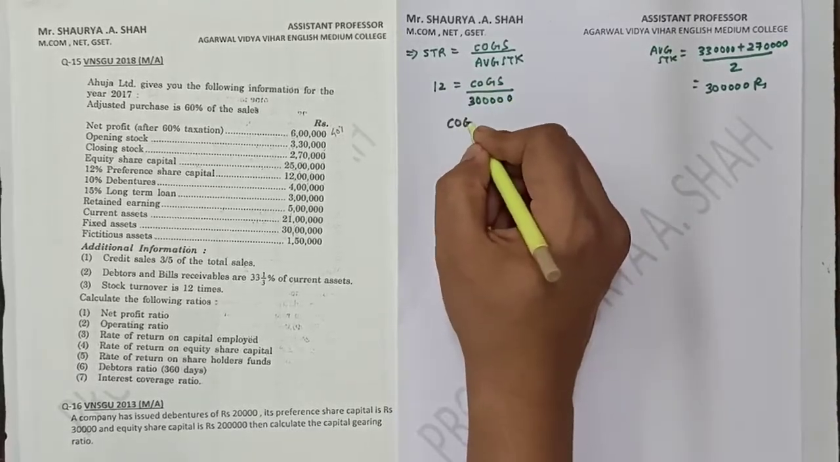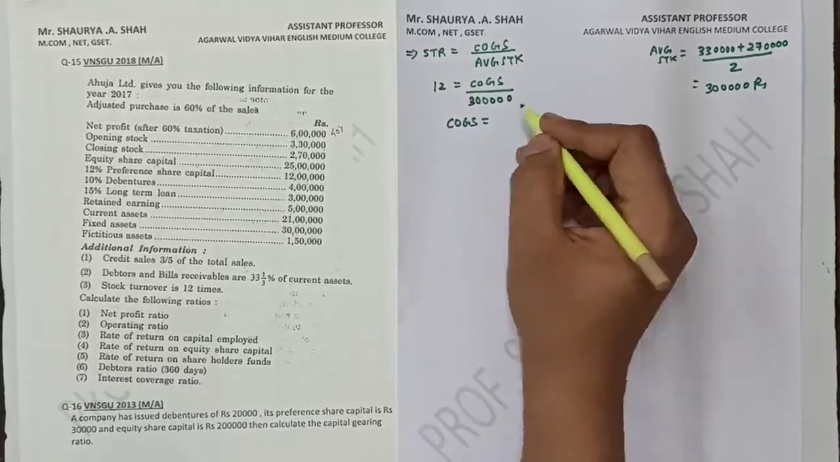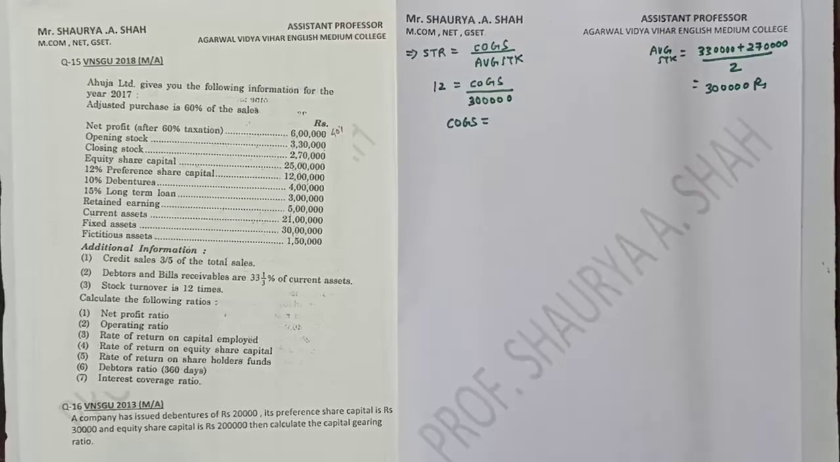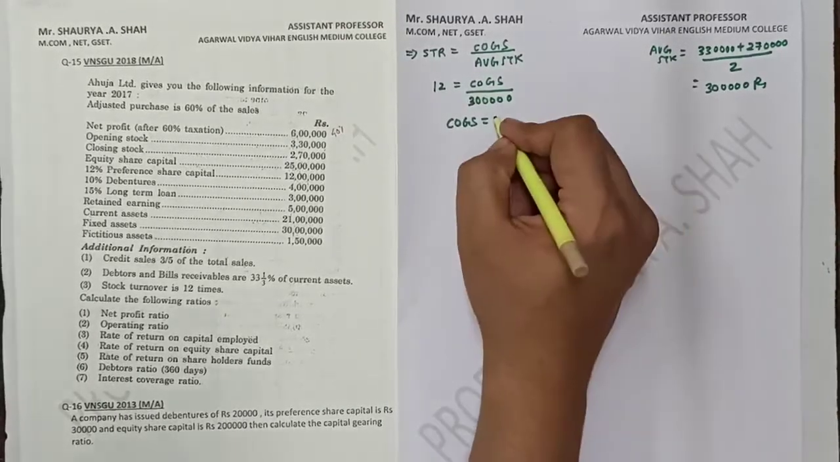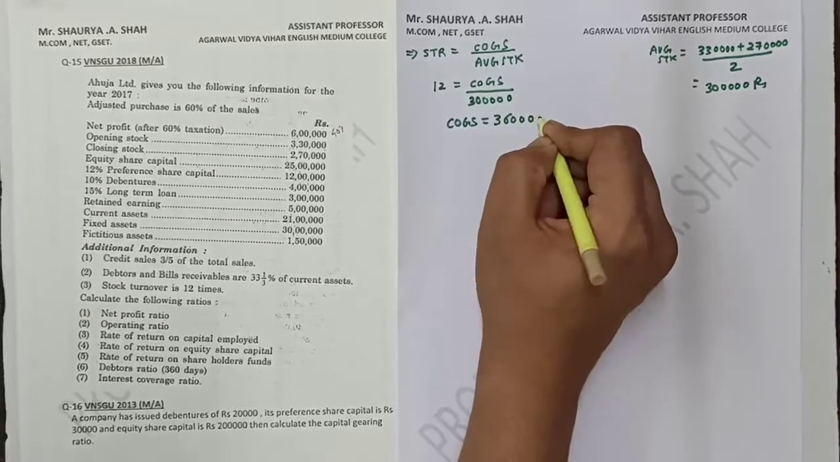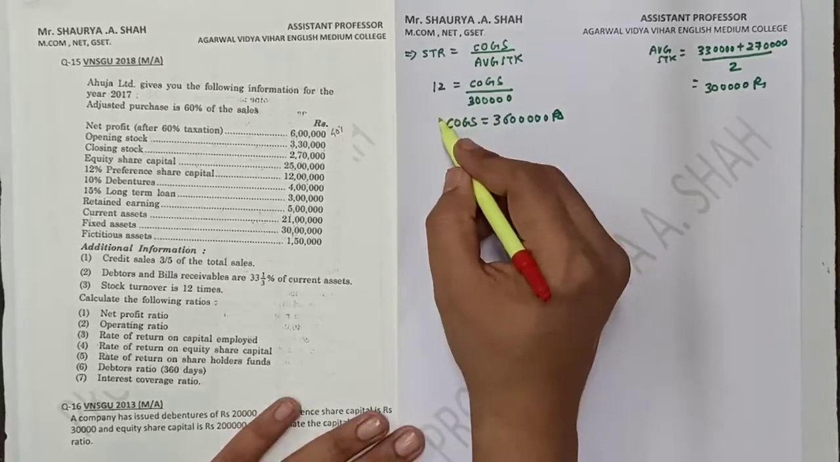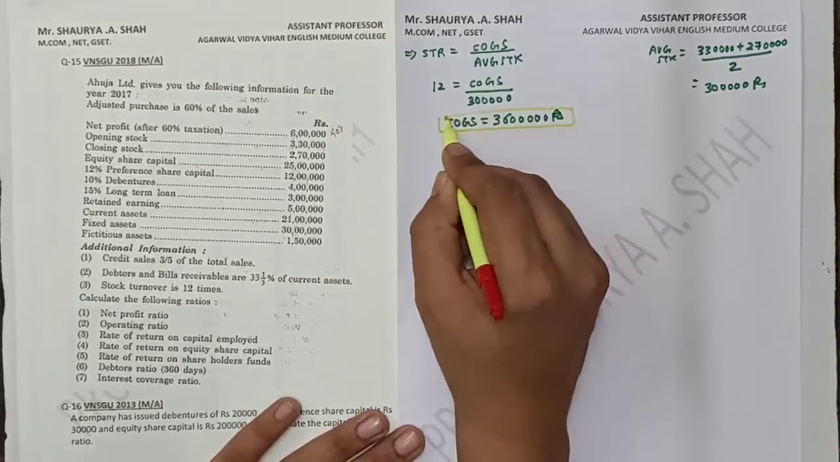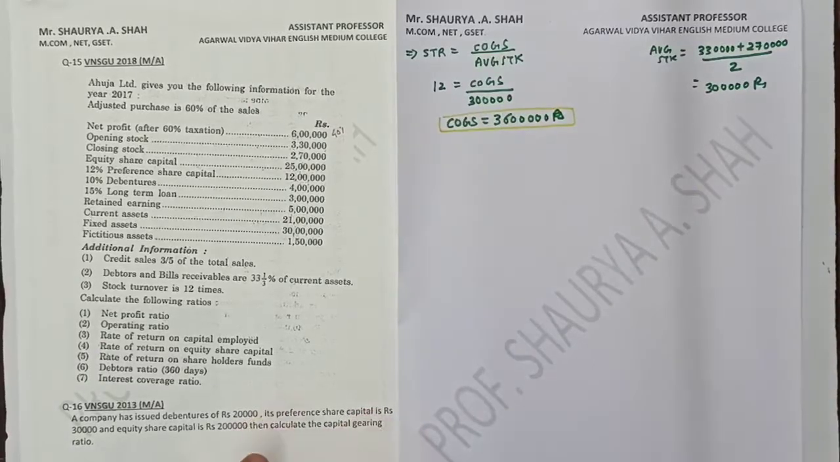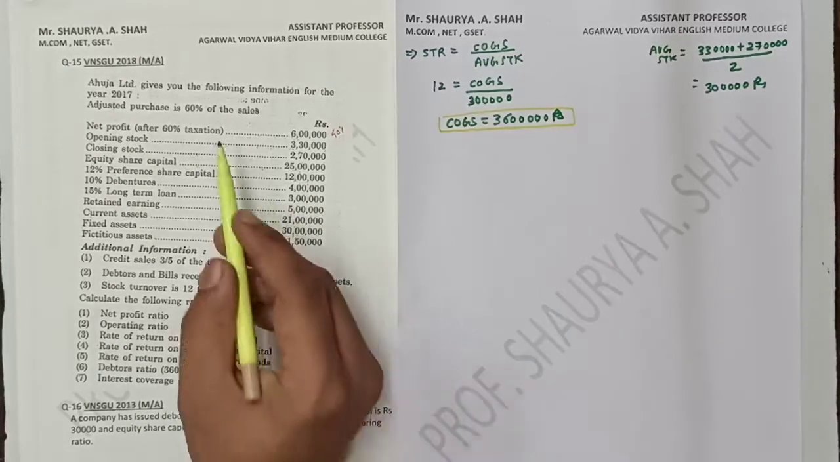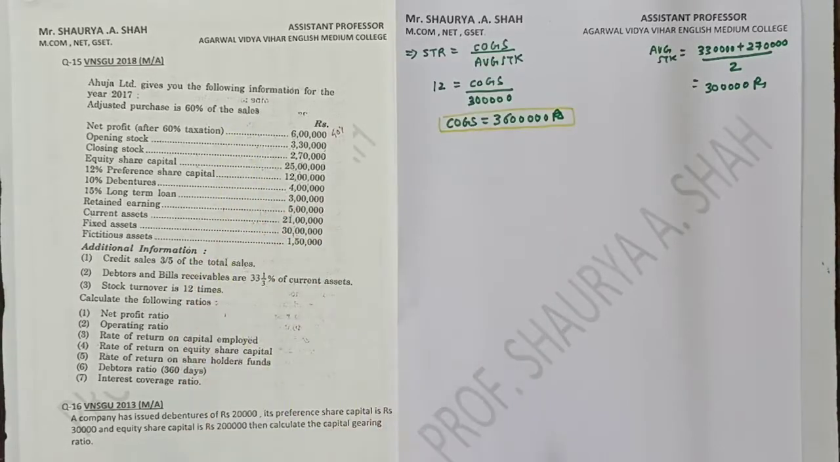So multiplying this on the LHS, you will get the answer of 3 lakh into 12 gives you 36 lakh. I hope it is clear to each and every student. So the very first particular you have found out is your cost of goods sold, that is 36 lakh. I hope it is clear to each and every student. Fine. Moving on quickly, once you have got the cost of goods sold, students, I have one information, that is adjusted purchase is 60% of sales, right?